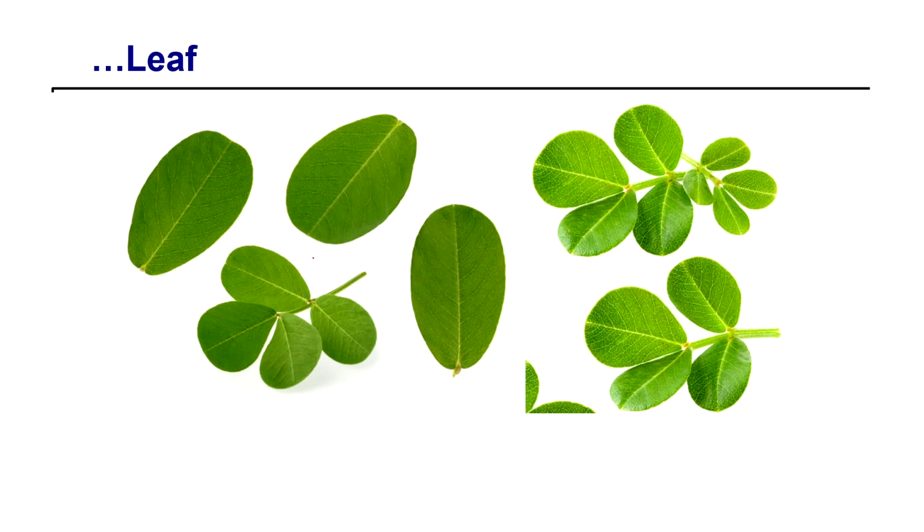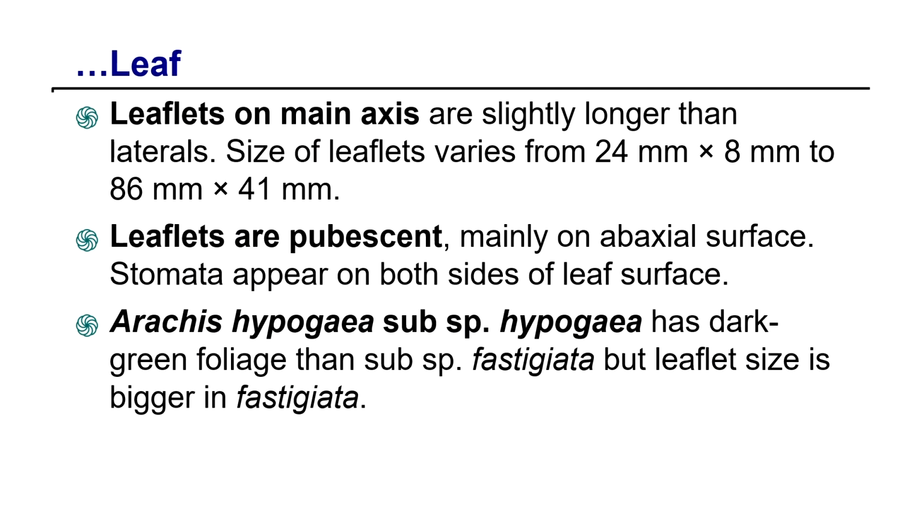You can see the leaflet here, 1, 2, 3, 4. These are the leaflets and one is your leaf. One complete, meaning all these leaflets together make one leaf. Leaflets on main axis are slightly longer than the laterals. Size of leaflets varies from 24 mm by 8 mm to 86 mm by 41 mm. So definitely the leaf area index will also vary with the kind of leaflet a variety is having.